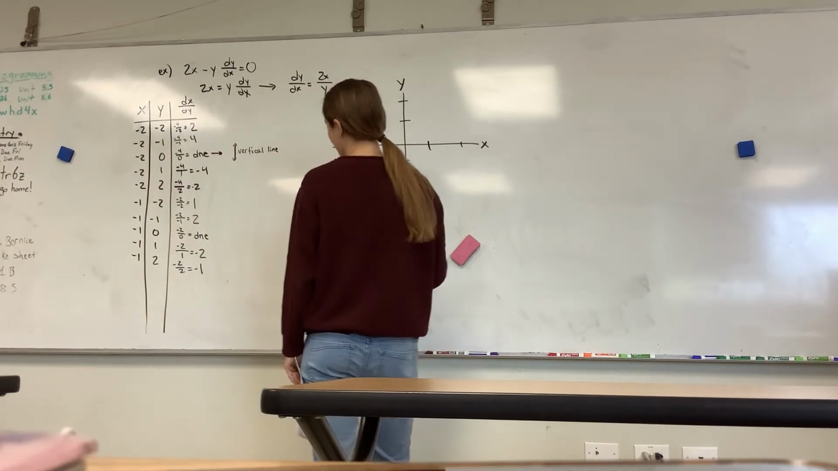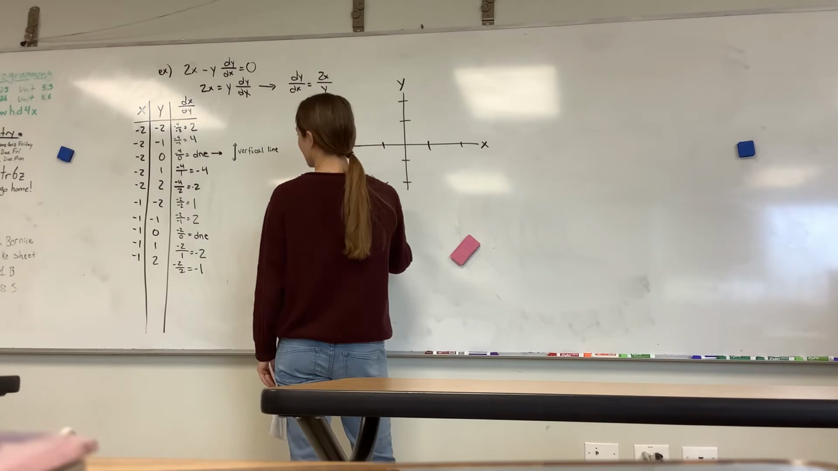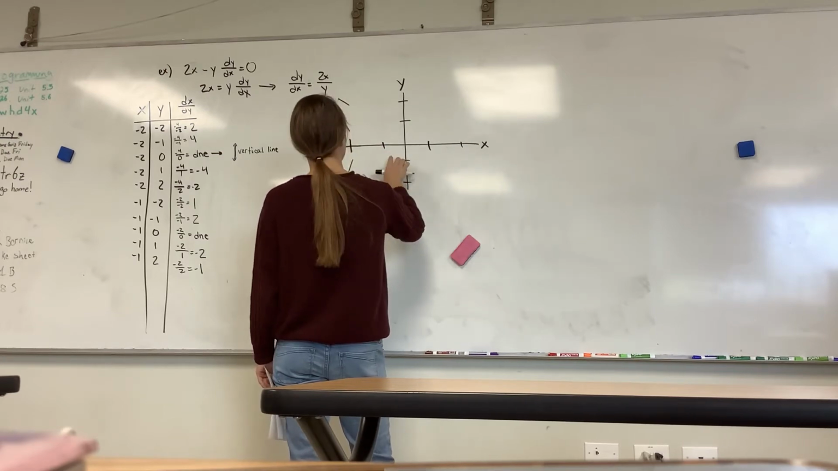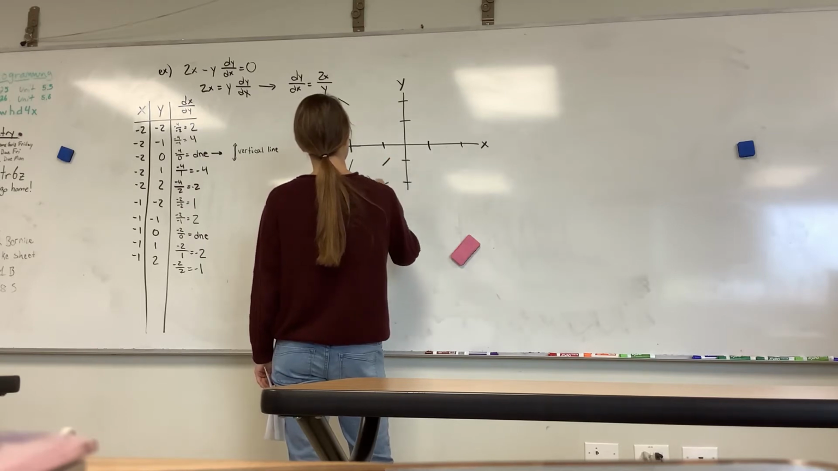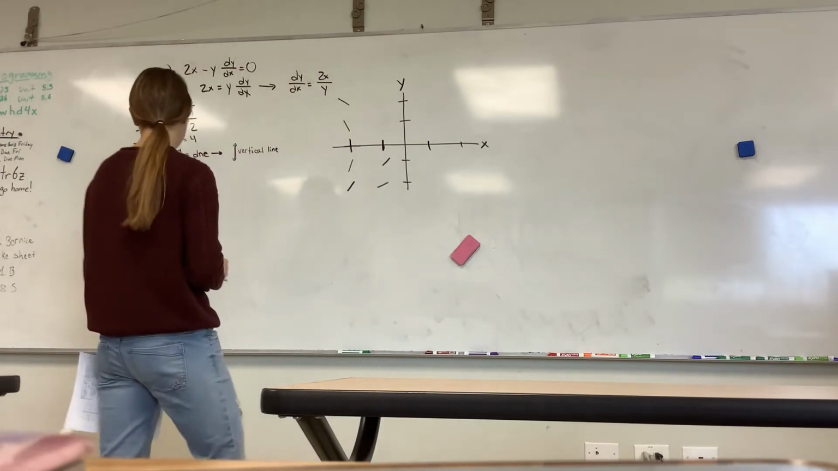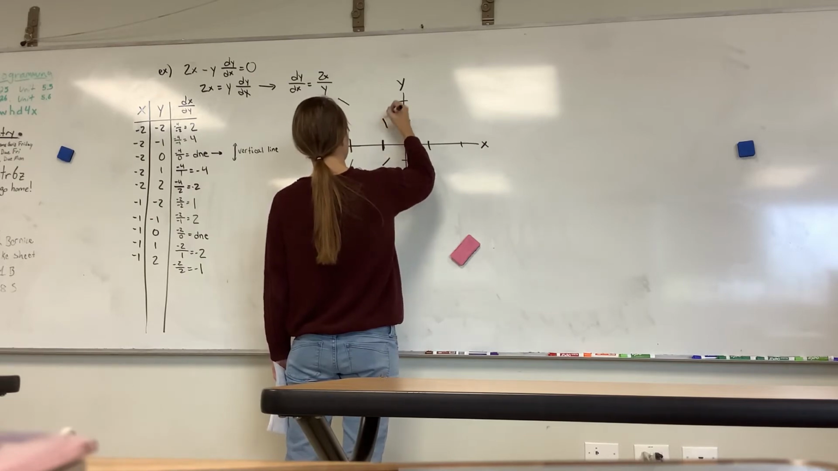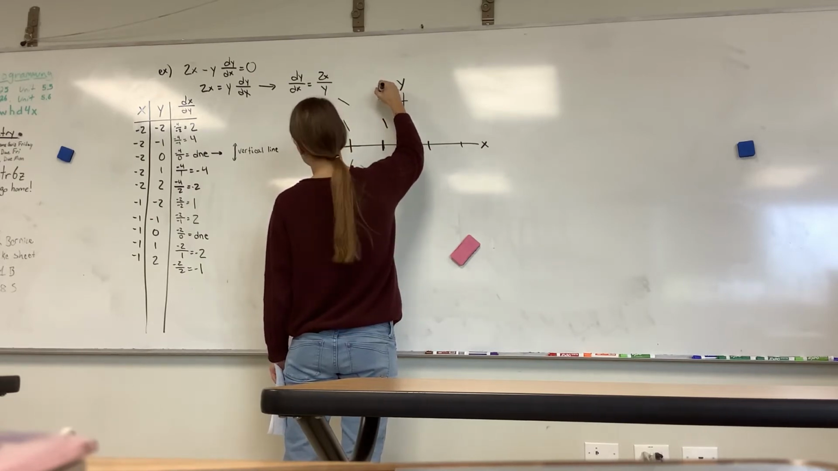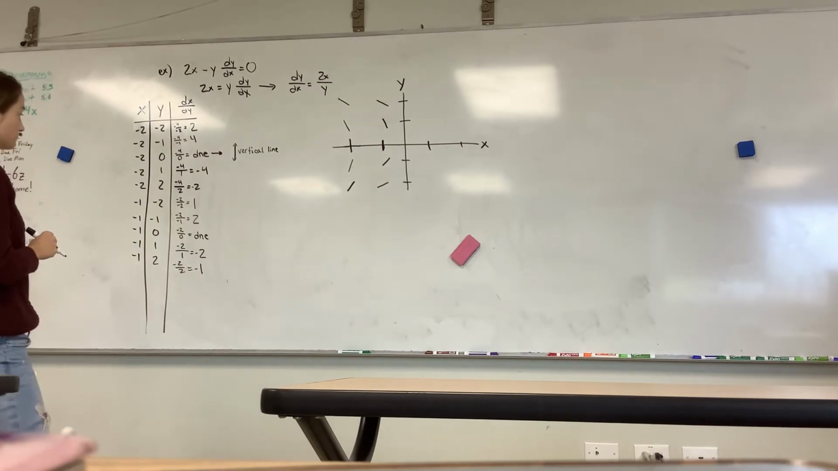So if I have x is -1, y is -2, I have a +1 slope. If I have x is 1, and I have positive, and I have a +2 slope. I have a straight up and down line, again at 0. Then I have a -2 slope here. And then I have a -1 slope here. Okay. Yay!